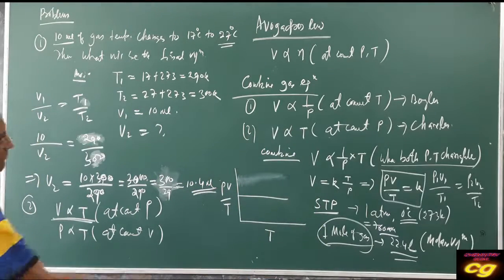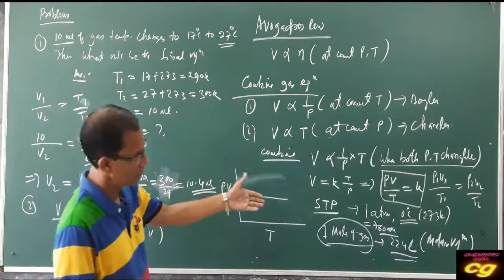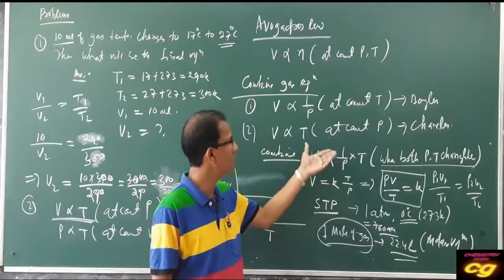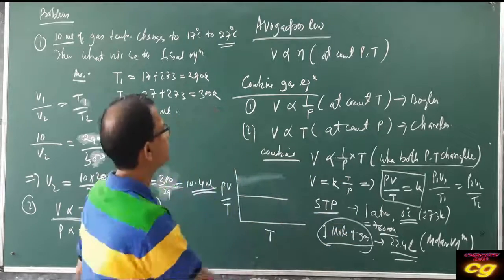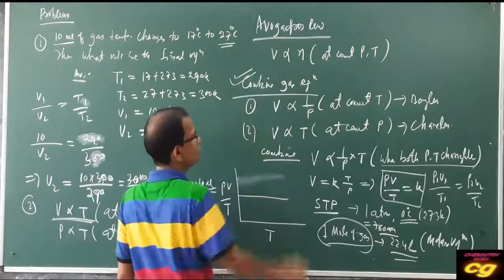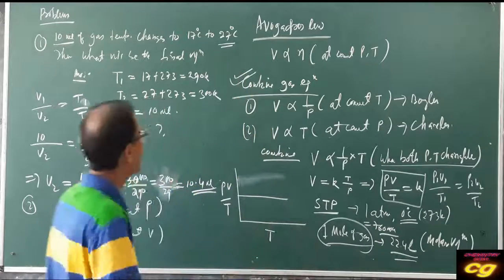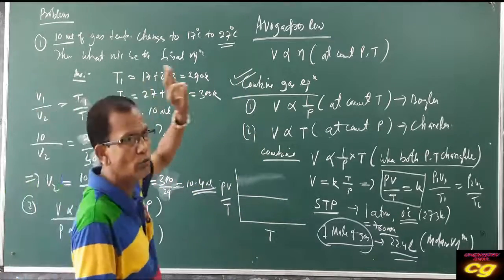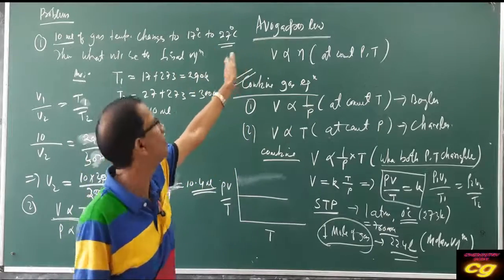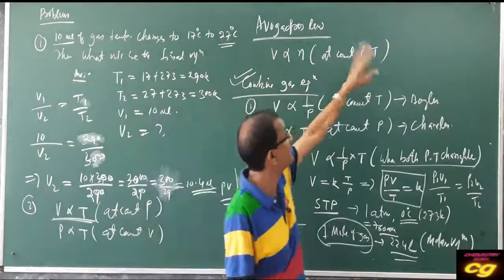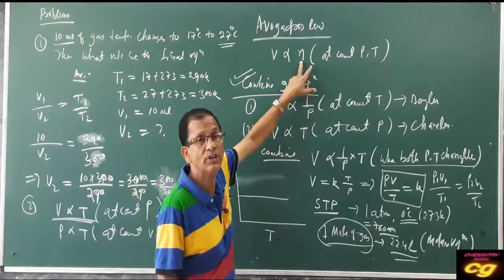So this is regarding the relation between P, V and T when both are changeable. The combined gas equation is used when all factors are changeable. When only one factor is constant and the others are changeable, it may be Boyle's law or Charles' law. But when P and T are constant, only N will be considered.